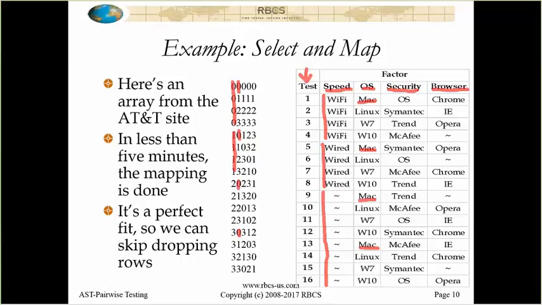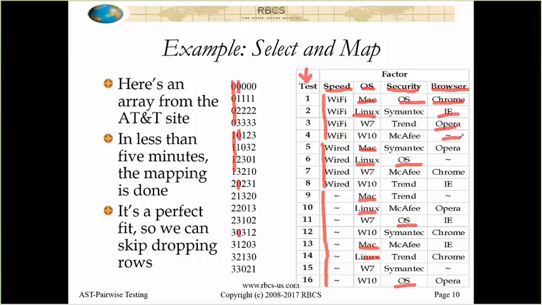And then every 1 gets replaced with a Linux, and 2 gets replaced with Windows 7, and 3 gets replaced with Windows 10. Same routine here with security, OS only. That's the 0. 1 is Symantec, 2 is Trend Micro, 3 is McAfee. And then for browser, we have 0 is Chrome, 1 is IE, 2 is Opera, and 3 is Tester's Choice.